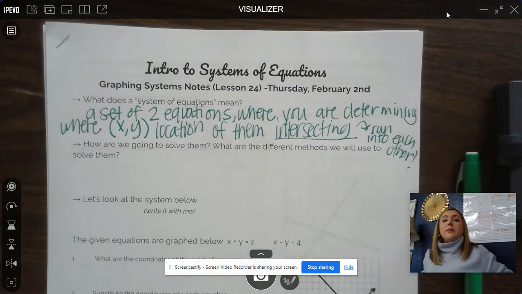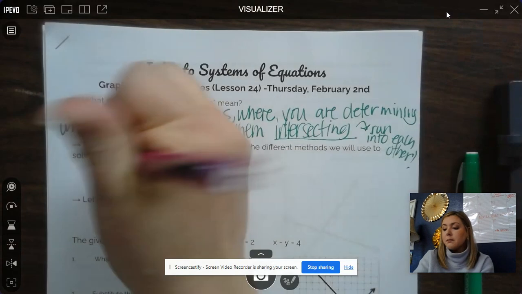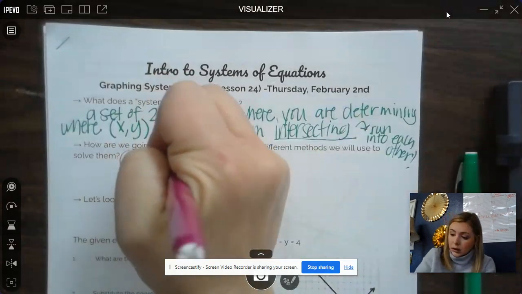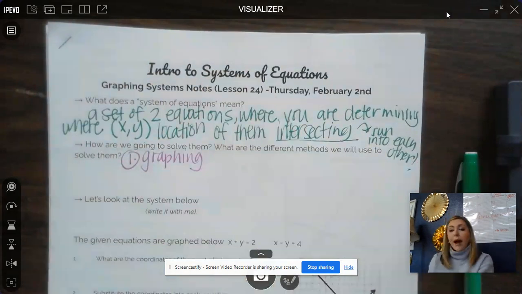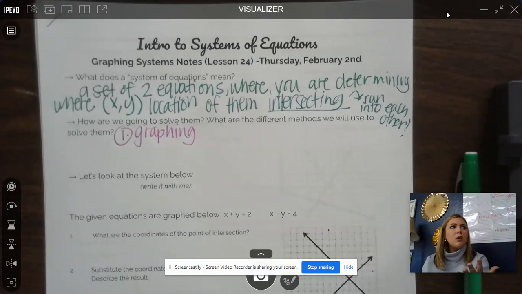So how are we going to solve them? Well, a lot of things I teach you one way and we just practice. And I teach you something kind of similar and we practice. This is going to be one topic with three very different methods to solve them. The first method that I'm going to show you today is graphing. Graphing systems of equations is going to be something you know how to do. We're going to graph y equals lines and see where they run into each other. It's going to be easy.